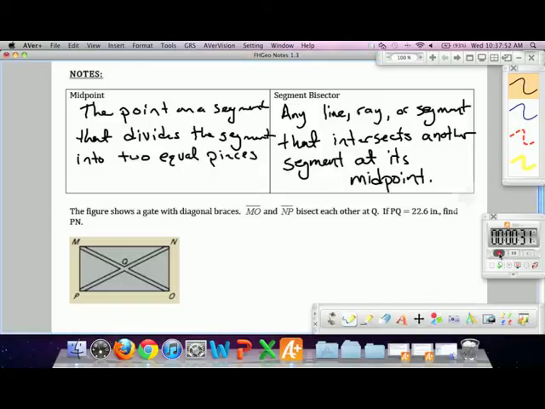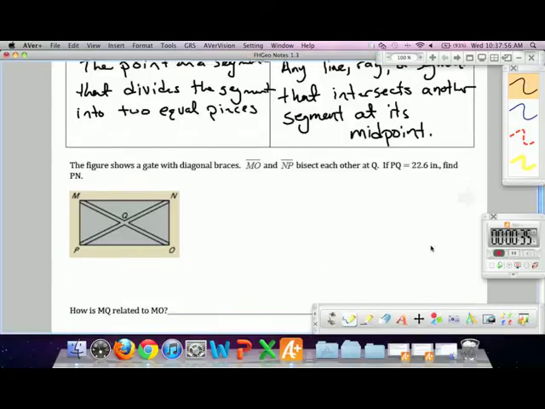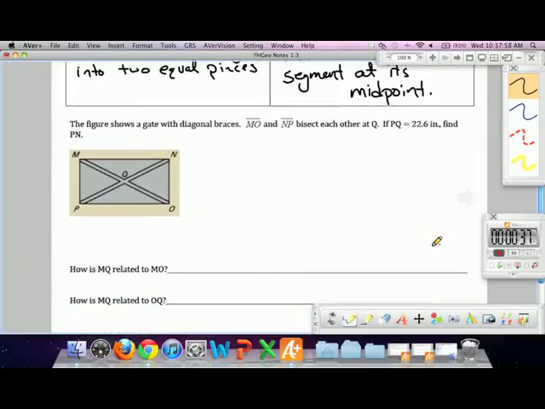In particular, if we look at this diagram, the figure shows that this exterior gate has two diagonal braces, MO and PN, or NP. We also know another fact, that MO and NP bisect each other.